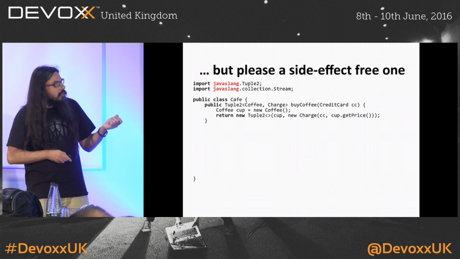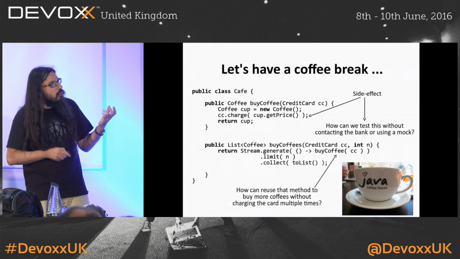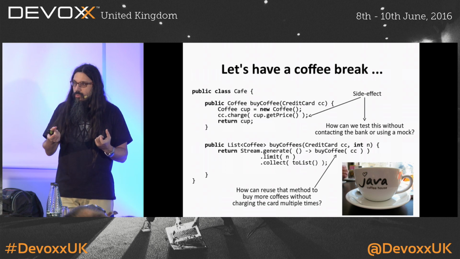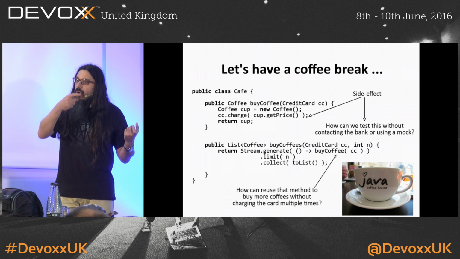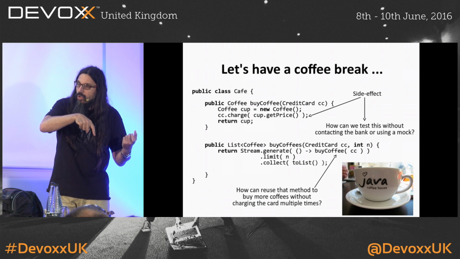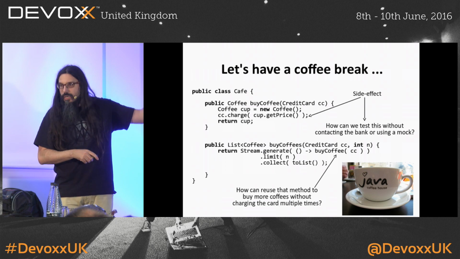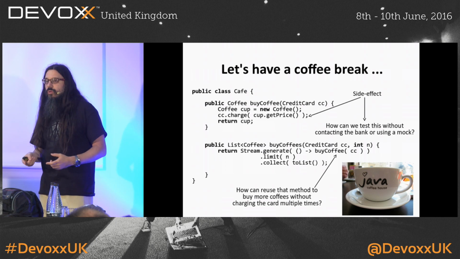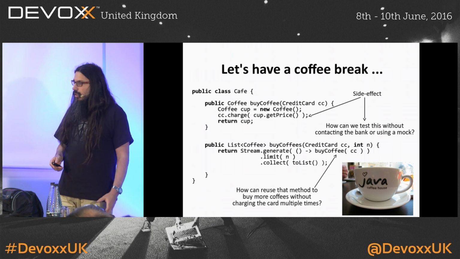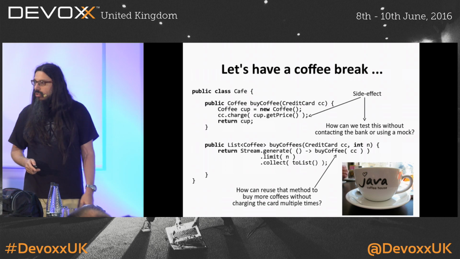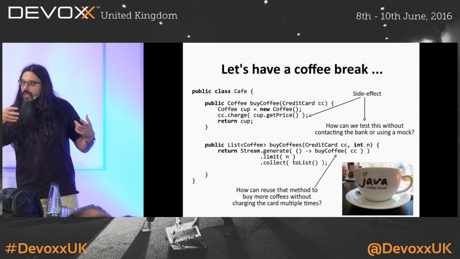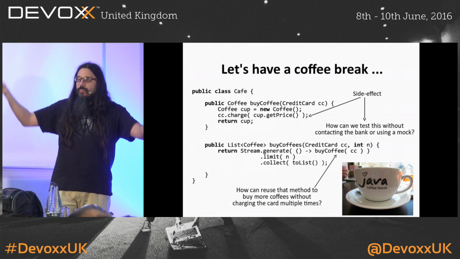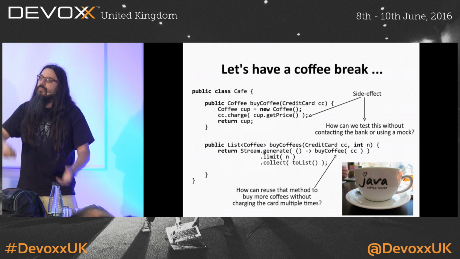In this case, what's wrong in my opinion? If you want to test this method, you are testing it not only on its input and its output, but also on a side effect. You want to pass a mock of the credit card and assert that the charge method of that mock has been called. That's wrong, because you are testing not based on the input and output. You are testing the inner implementation.